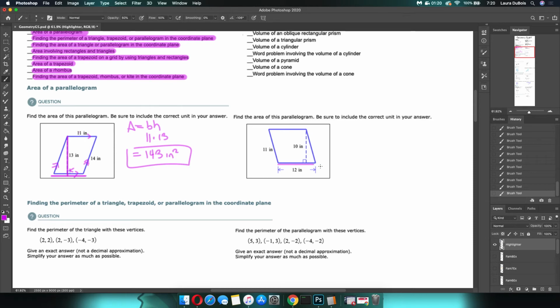Again, there's the base. The 11 is a red herring. There's your height. So area is base times height. So it's going to be 12 times 10, which is 120 inches squared. So that's pretty straightforward. Now, what if you have something that's maybe not necessarily a parallelogram?